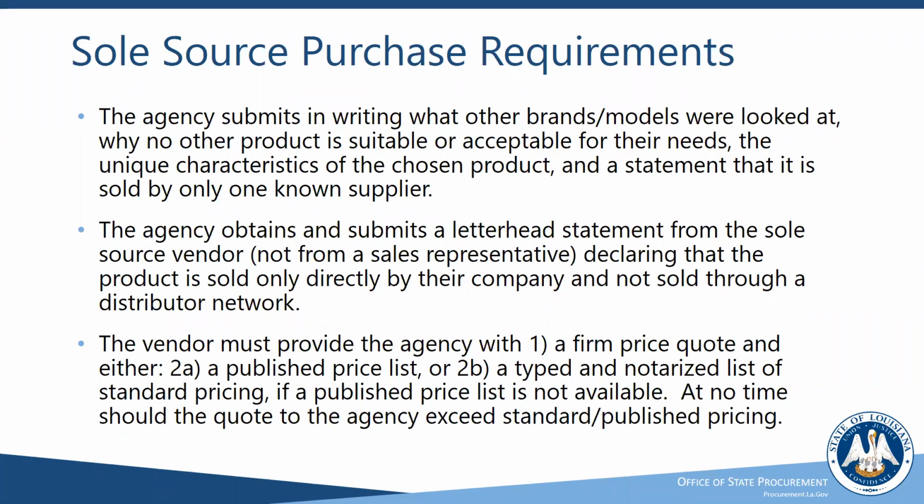So think of the published price list as what you could find on the vendor's website or in a catalog. Basically, it's what they would sell their product or service to, say, John Doe and the general public. If the vendor doesn't have a published price list, maybe because the product is customized or made to order, they can type up a listing of standard pricing and have that list notarized, and that'll take the place of the published price list.